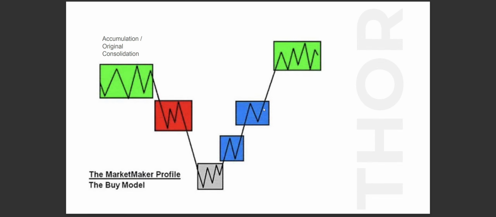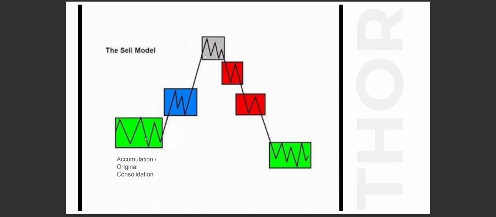When the interbank price delivery algorithm delivers a price and completes a profile, whether it's a buy model profile or a sell model profile, what we know is that once it completes the model, meaning it trades above the original consolidation, price will consolidate. Same thing on the sell side. Now flip everything. Once the algorithm completes the sell model, meaning it trades below the original consolidation, the sell model is completed. Now it is likely to start consolidating below that original level, that original range.